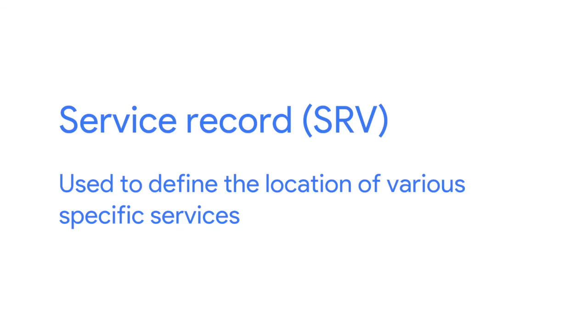A record type very similar to the MX record is the SRV record. SRV stands for service record, and it's used to define the location of various specific services. It serves the exact same purpose as the MX resource record type, except for one thing. While MX is only for mail services, an SRV record can be defined to return the specifics of many different service types. For example, SRV records are often used to return the records of services like CalDAV, which is a calendar and scheduling service.